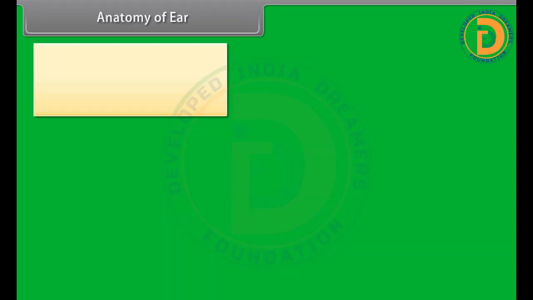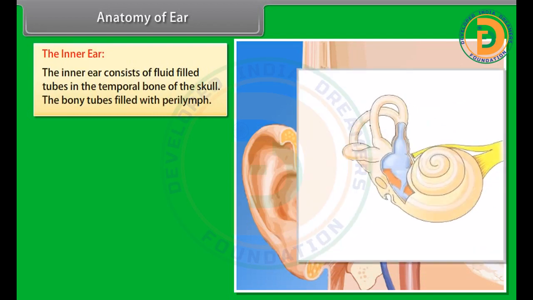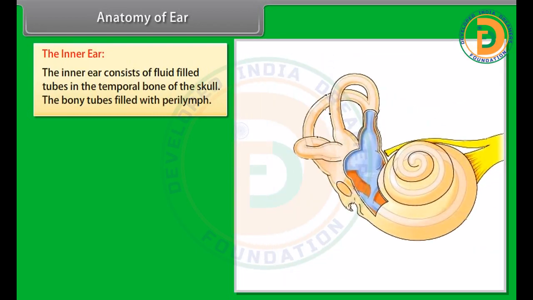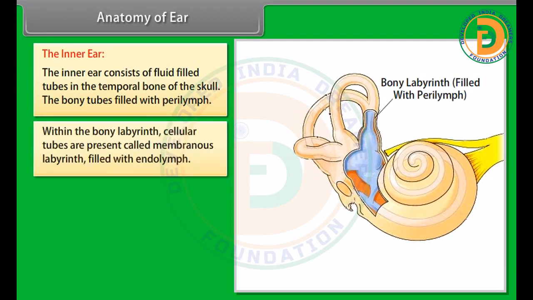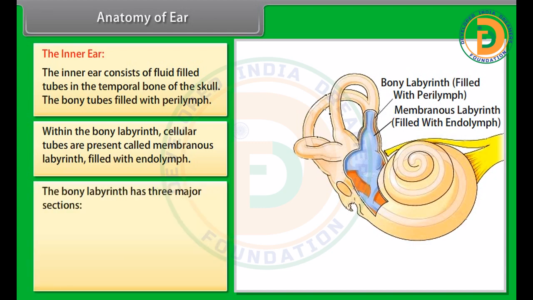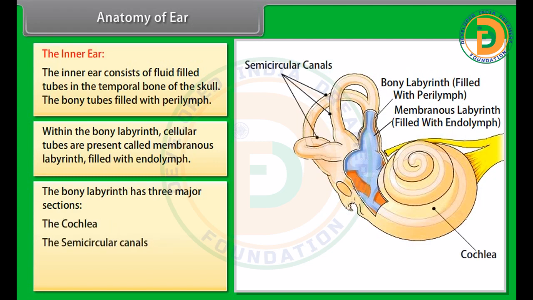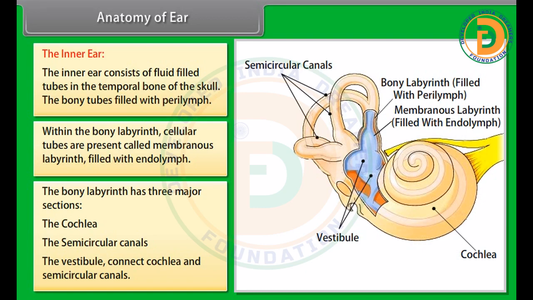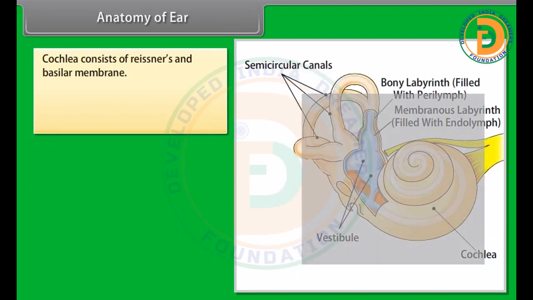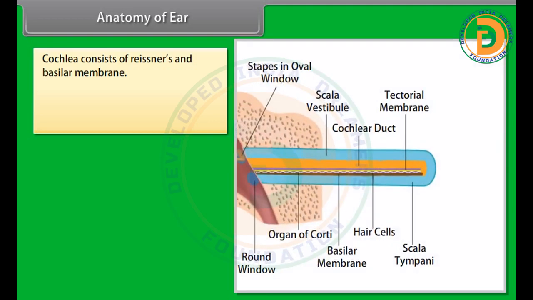Anatomy of the ear. The inner ear. The inner ear consists of fluid-filled tubes in the temporal bone of the skull. The bony tubes, filled with perilymph, form the bony labyrinth. Within it, cellular tubes are present, called the membranous labyrinth, filled with endolymph. The bony labyrinth has three major sections: the cochlea, the semicircular canals, and the vestibule connected to the cochlea and semicircular canals. The cochlea consists of Reissner's membrane and the basilar membrane.